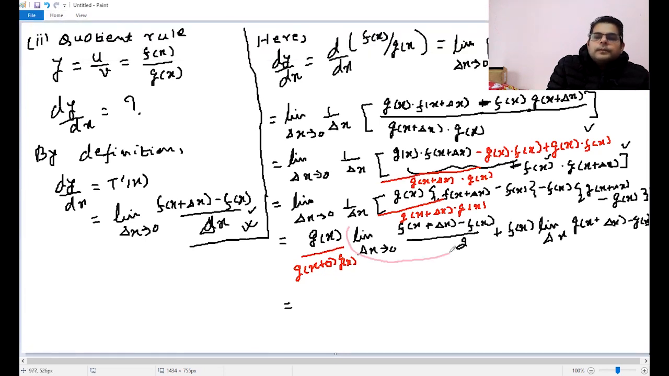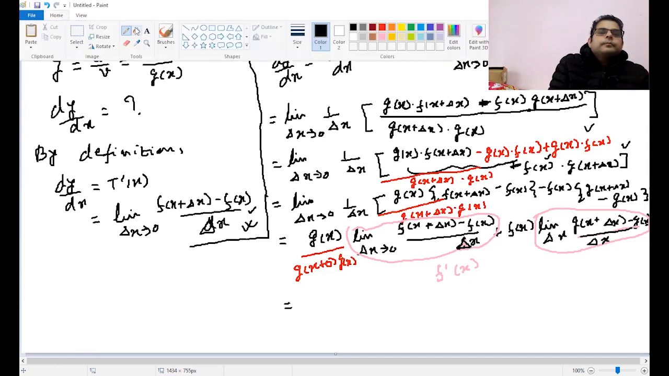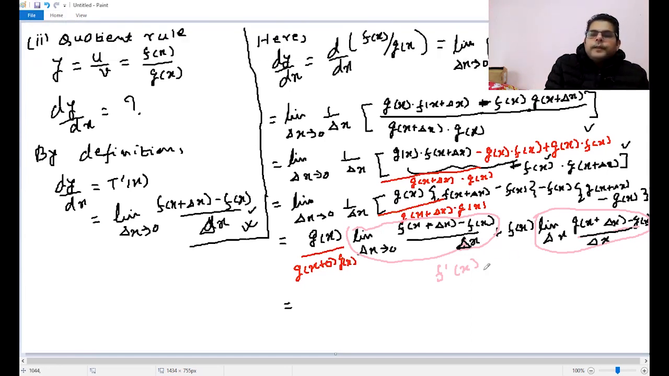If you consider this sort of term, what you are going to have here is in fact f dash x. And this term, by the definition of derivative, is divided by delta x, because delta x gets algebraically divided. This is delta x, and delta x is divisible over here also. So that is going to be f dash x, and that is going to be g dash x.